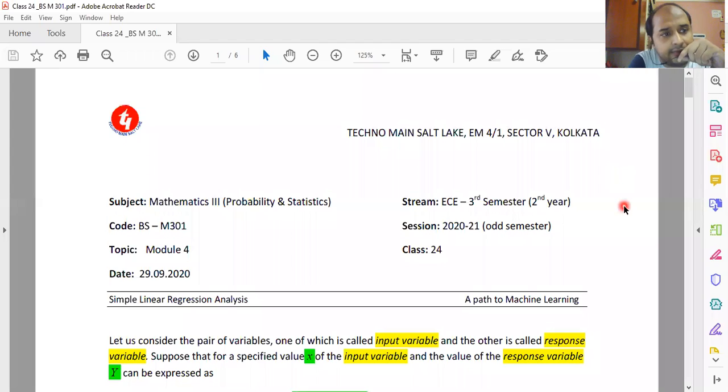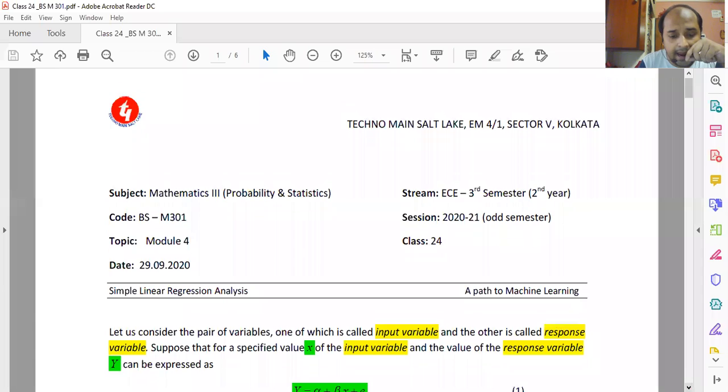Now you can see I have used two words over here. One is called the input variable and another is called the response variable. Now in statistics, universally we call them input and response variables, but the response variable is nothing but the dependent variable and input variables are nothing but the independent variables. Okay, so to begin with, we have considered two variables. One is the independent variable or input variable, which we denote by small x, and another is called the response variable or dependent variable, which we denote by capital Y.